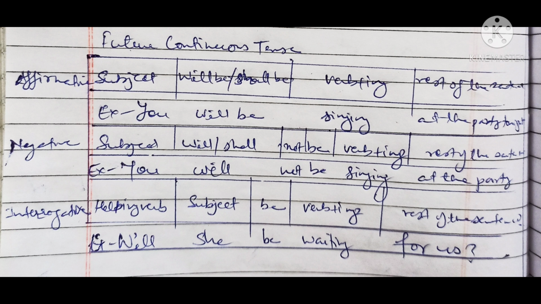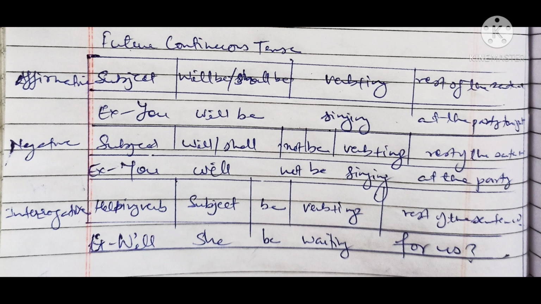Now the sentence structure of future continuous tense. For affirmative, we write the subject first, then will be or shall be, then verb plus ing, then rest of the sentence. For example, you will be singing at the party tonight, or you will be joining the new office next week.